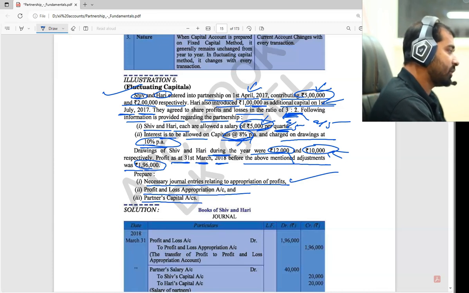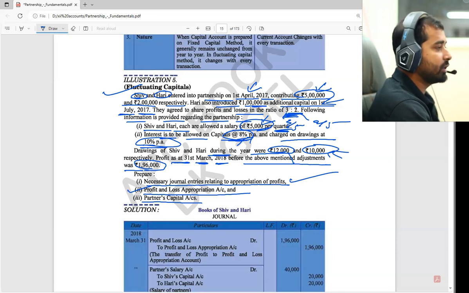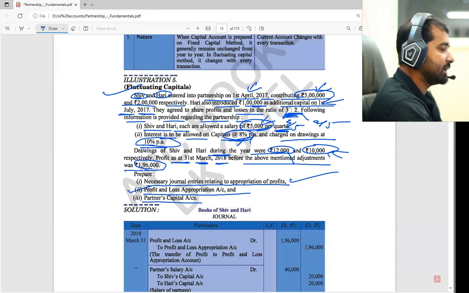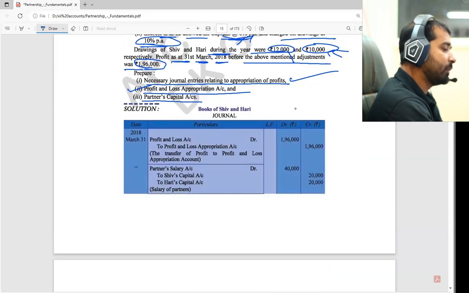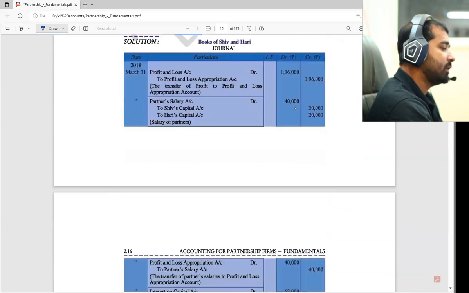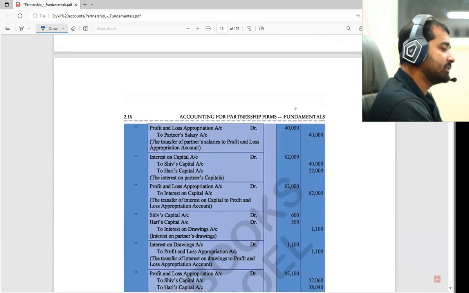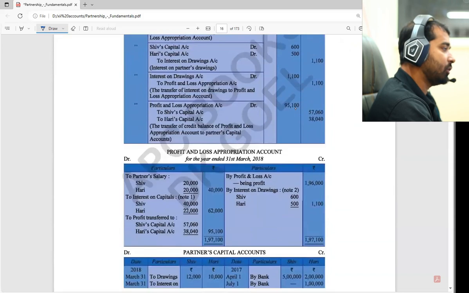First we are going to do the profit and loss appropriation account. Already we know how to make this, right? Don't write the journal entries first. Keep that space blank. First we should do the profit and loss appropriation account, because if you have already made the account, it is very easy to convert it into a journal entry. That's why we are making the account first.